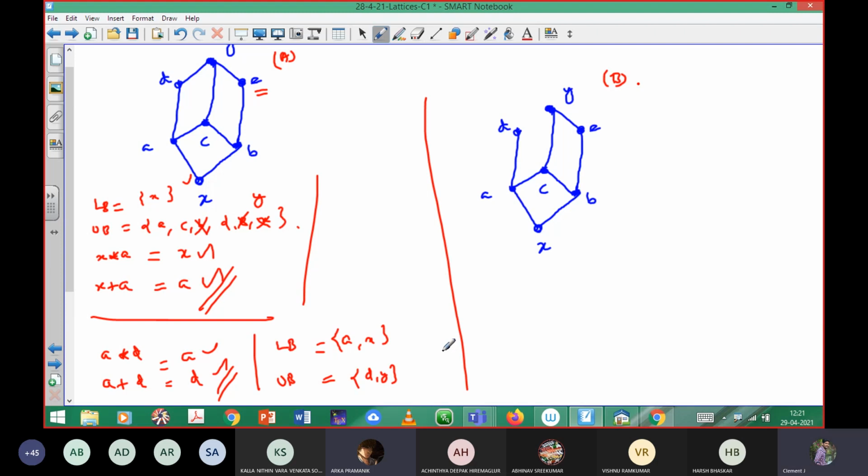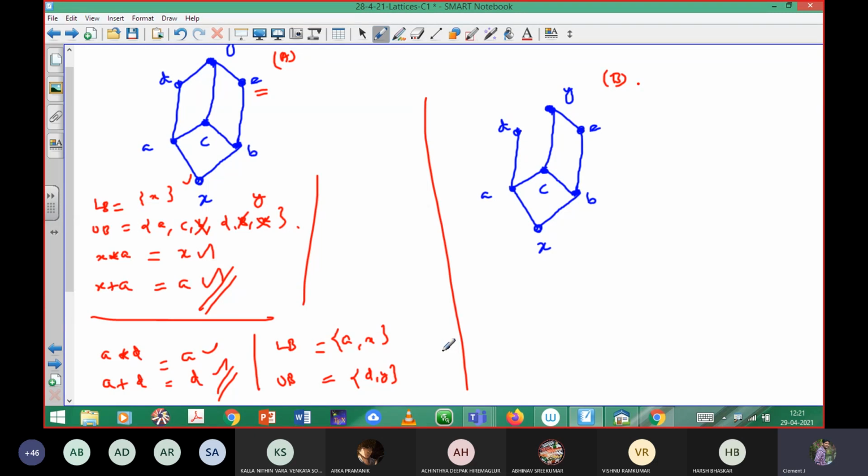If one pair does not have a GLB and then LUB, right? That's what you're asking. Yes. But there are four pairs for which we have shown that the GLB and LUB actually exist. At least roughly, you need to check when you present it in the exam.